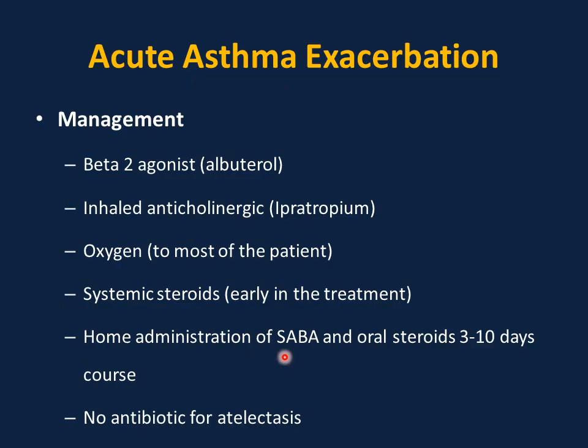Home administration of short-acting beta-2 agonist or albuterol and oral steroids. The patient should be advised to continue using albuterol for at least a minimum of 5 days with short follow-up afterward. Oral steroids for 3 to 10 days are very important to resolve the inflammation inside the lung. No antibiotic is necessary for atelectasis. Avoid giving antibiotics in cases of asthma unless you strongly believe there is an associated pneumonia, like fever and significant infiltration on the X-ray. But atelectasis does not require antibiotics.